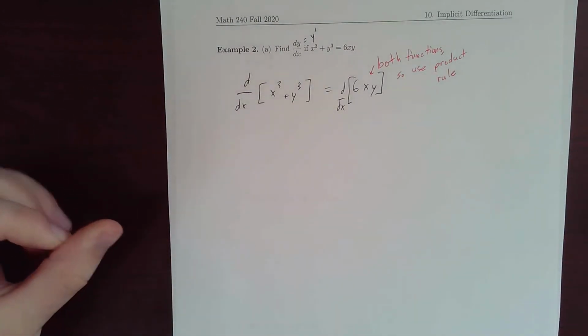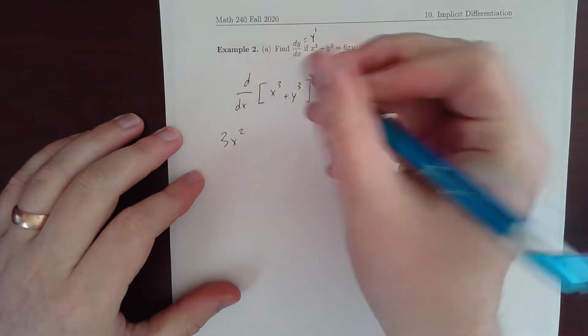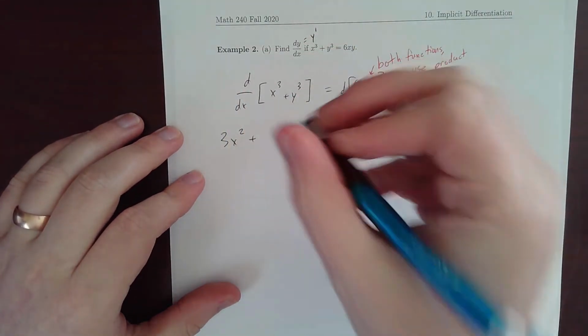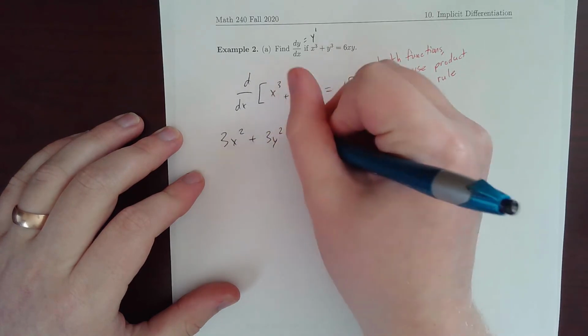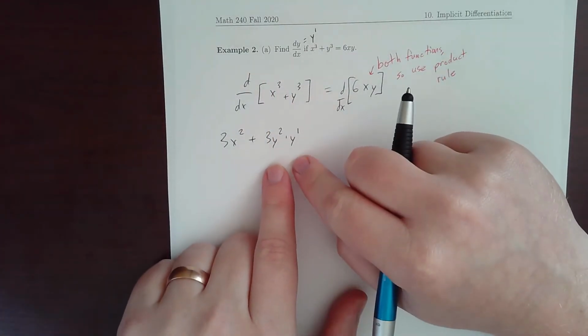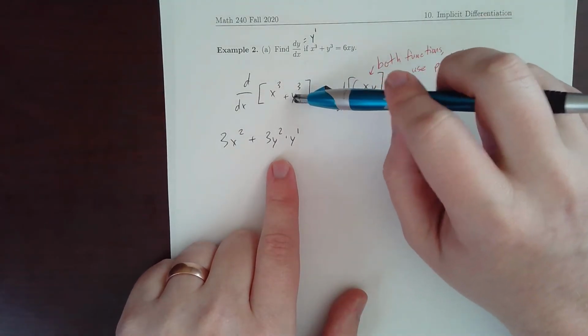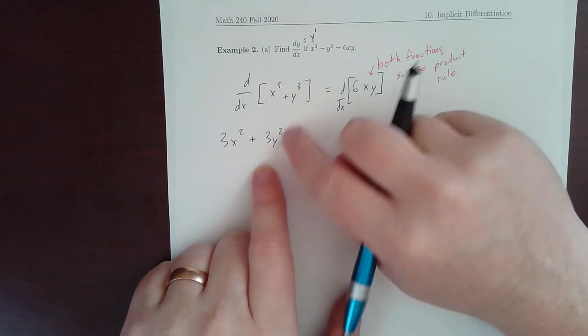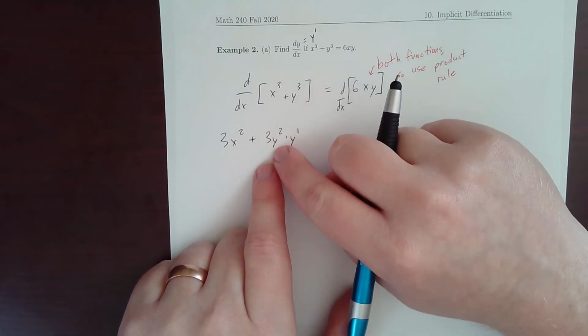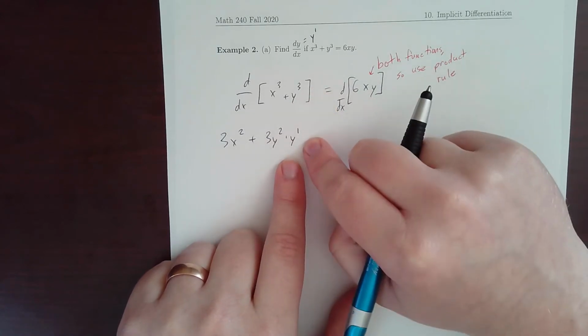Alright, so when we go to find this, we'll have 3x squared plus 3y squared times y prime. So note here that the derivative of x cubed is 3x squared. The inside function is y, so it's 3y squared. But then the derivative of that inside is where we get that y prime from.